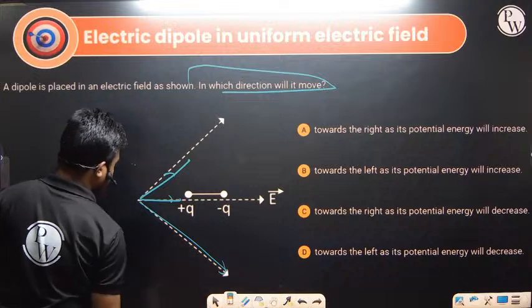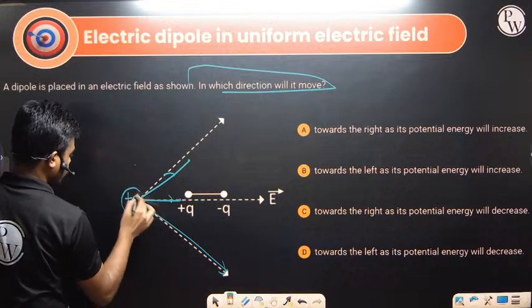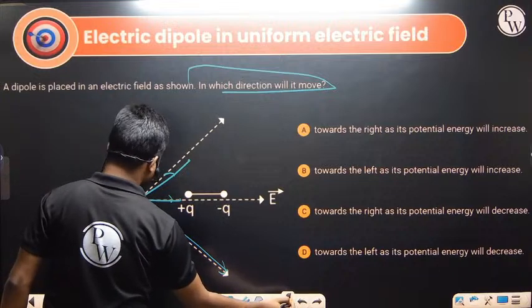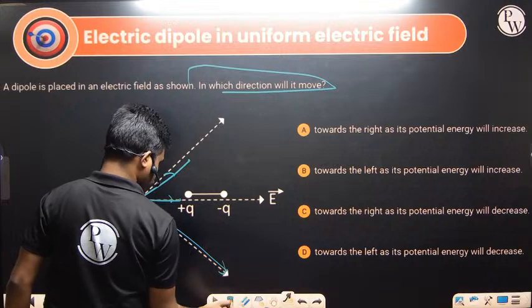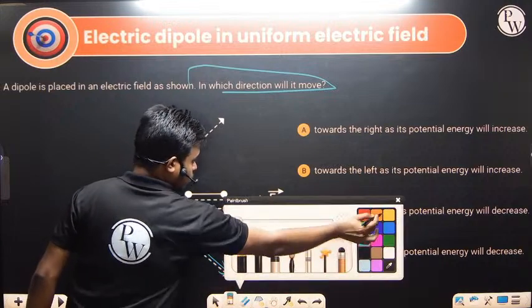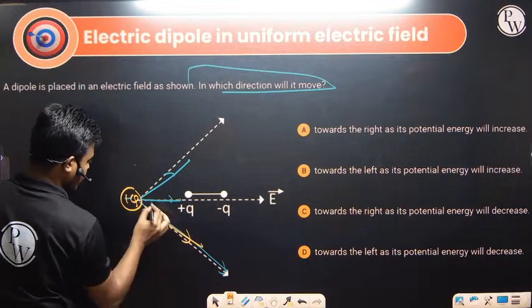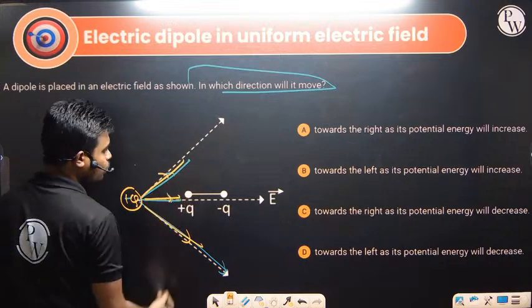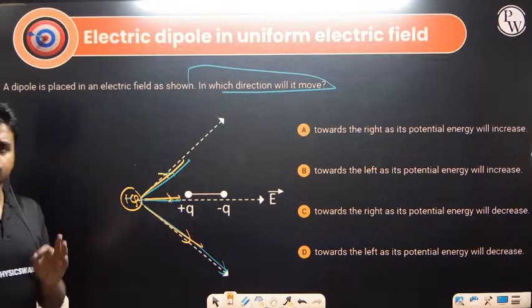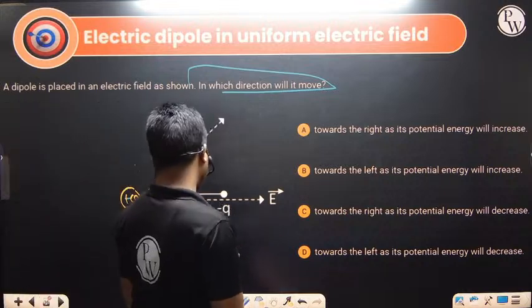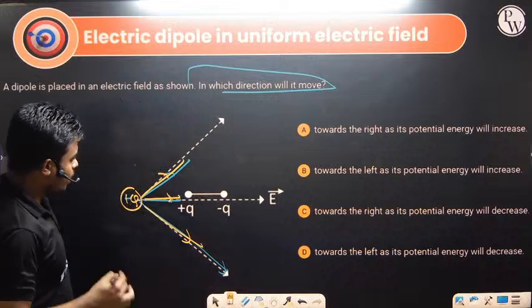For example, this particular point is plus Q. Because of this plus Q charge there are electric field lines. This is one line, this is one line, this is also one line. This is a non-uniform electric field because of the plus Q charge, and in that we are placing one dipole over here. So what actually happens? Let's see.